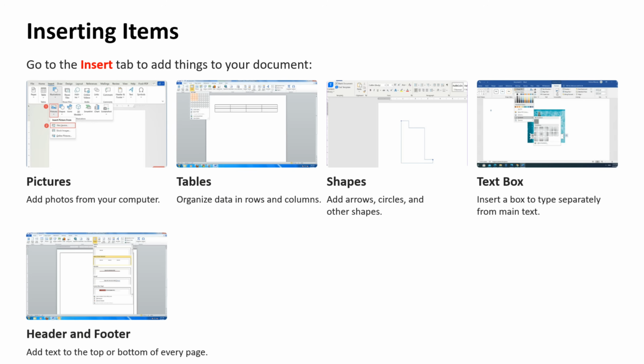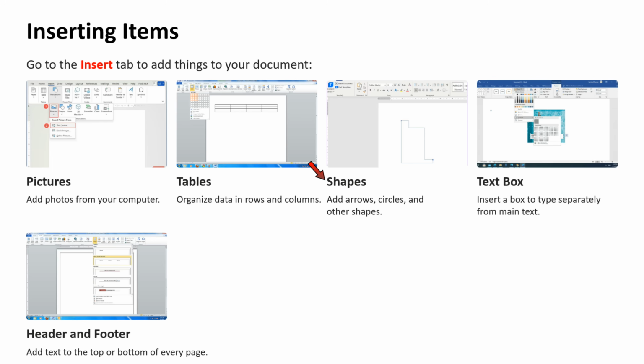Now we will see how to insert items. Go to the Insert tab to add things to your document. You can add pictures, like photos from your computer. You can add tables and organize data in rows and columns.